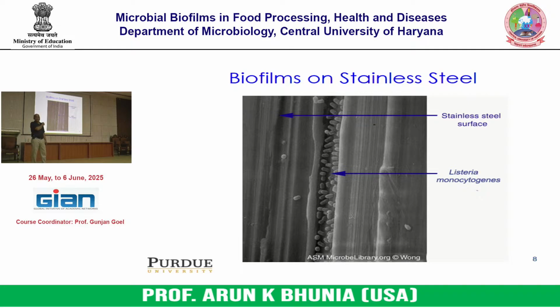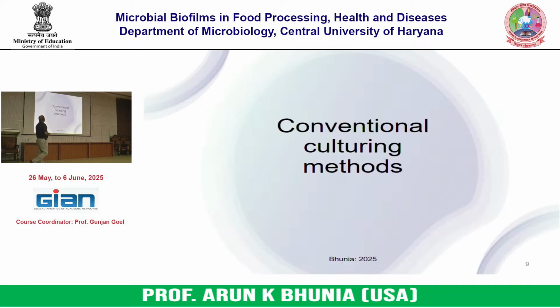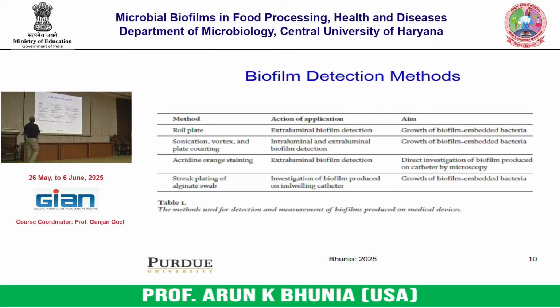This is on stainless steel. Okay, this is an example. So they will grow on those places. And then if you look at the large number of techniques they use just for biofilm, they're called roll plate, sonication or vortexing, acridine orange staining, stick plating, or alginate swab.